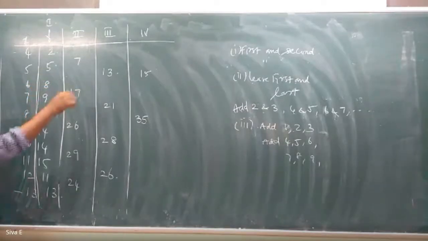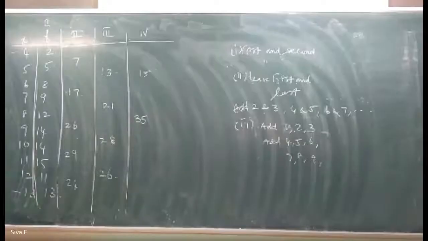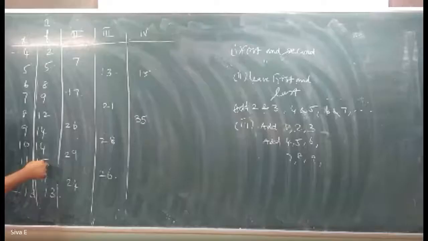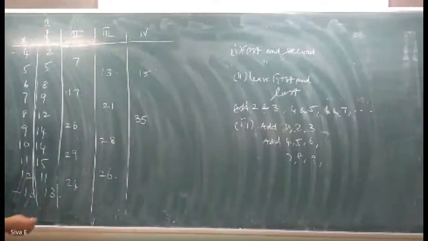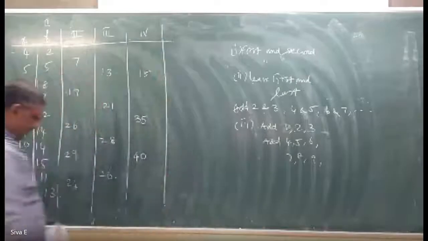2, 5, 8, 9, 12, 14, 14, 15, 11. 9 plus 12 plus 14 is 35. 14 plus 15 plus 11 is 40. This value is 40, yes, exactly 40.